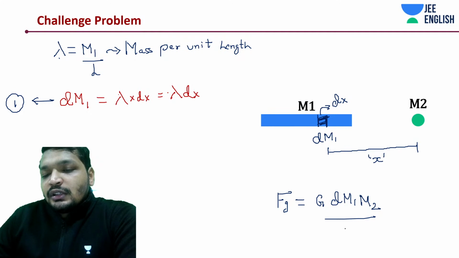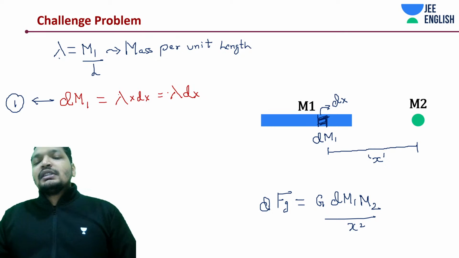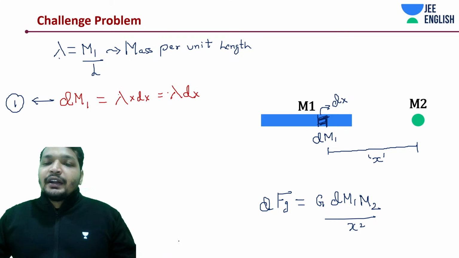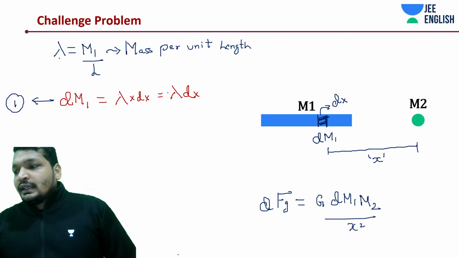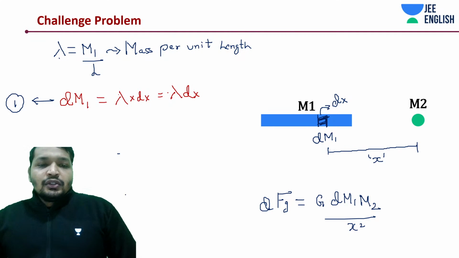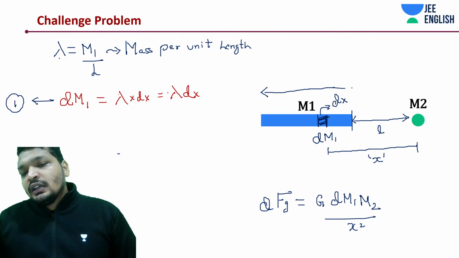x is the distance between both. Now this is like a dF, because this is the force due to the small elemental mass. But this entire thing is varying from where to where? From one end to another end, isn't it? So from this end, which is at a distance L as given to you in the question. Don't worry about it, it's not up to the scale. And from here to here, the rod's length is L. You remember the rod is of length L.